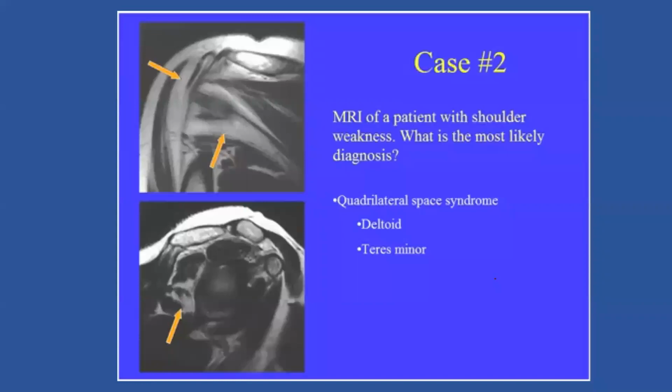Let us say this is a case, MRI of a patient with shoulder weakness. What is the most likely diagnosis? This is a quadrilateral space syndrome, and the deltoid is affected. Why? Because it has fatty infiltration, and it is partially degenerated, and the teres minor, being supplied by the axillary nerve. So both the deltoid and teres minor.